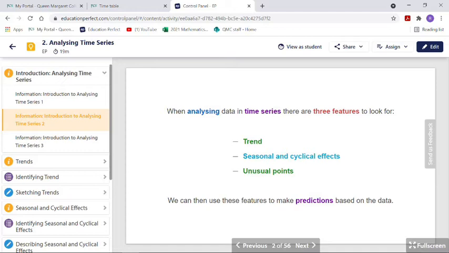Okay? And then we can use the features we see in the time graph to make predictions based on that data. In other words, I might know what I've spent on my electric bill in 2021, and based on that, I want to see what I think I'll be spending in 2022. So we can look into the future based on what's happened in the past, okay? And we're going to learn how to do that.